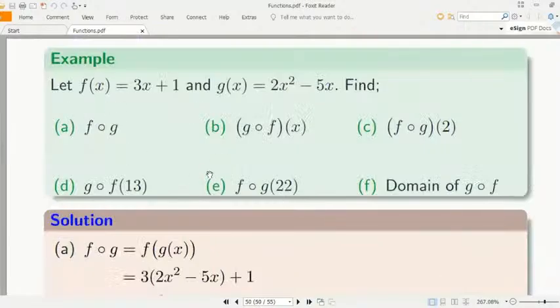Now, let me do 2 or 3 here. Let f of x be this and g of x be this. Find g composition f.